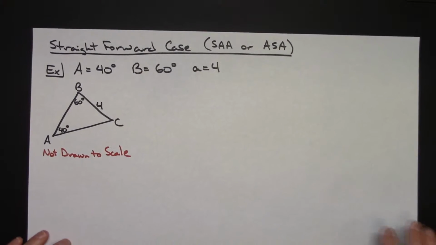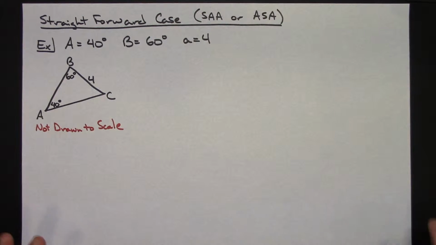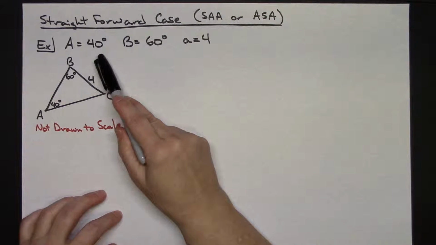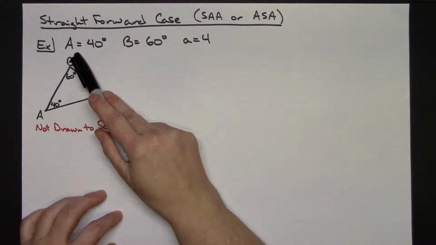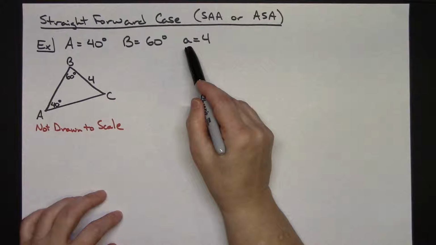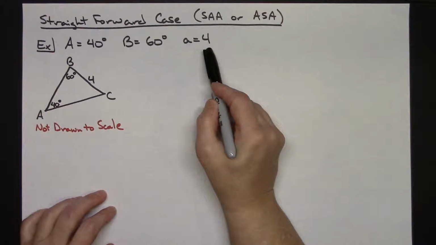Okay, so for our first example, I want to take a look at a straightforward case. That's going to be the easiest to go through, and it shouldn't take us too long. Let's suppose that they give you three pieces of information: angle A is 40 degrees, angle B is 60 degrees, and side a is 4. You have to find all of the other missing parts.